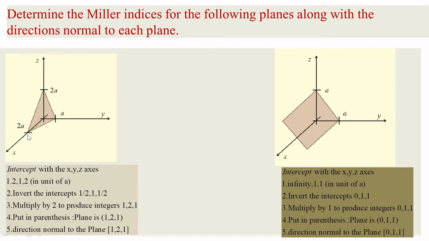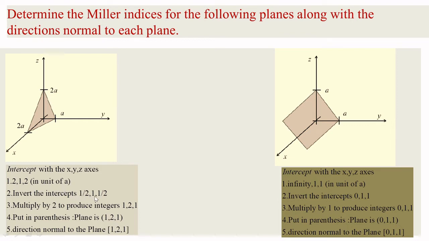So for this given plane, the intercepts are at distances of 2a, 1a and 2a. You should say only the coefficients, you should not say a here. The intercepts are 2, 1, 2. So the procedure is you want to take the inverse.